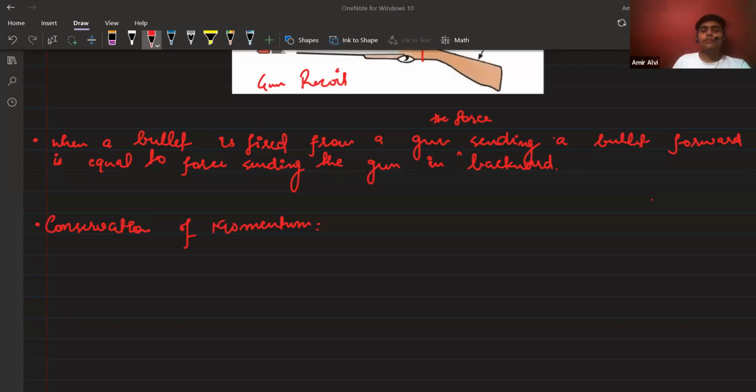How many of you remember the definition of momentum? What is basically momentum? Arya, you said first. Okay, go ahead. Momentum is the product of mass and velocity of the body.